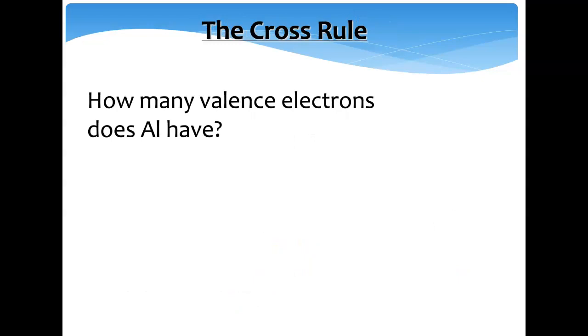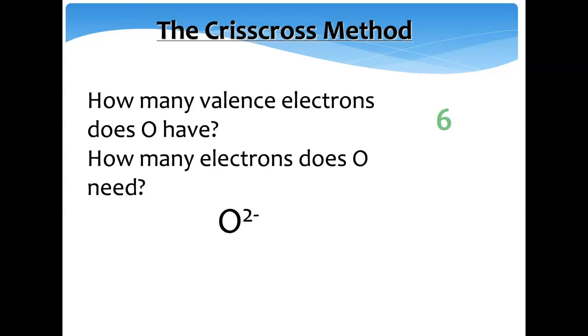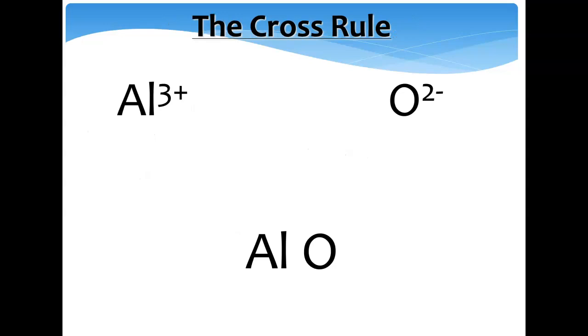All right, let's look at aluminum. How many valence electrons does aluminum have? Hopefully you said 3. And so it's going to give those 3 electrons away, as all metals do, and become a 3+ cation. How about oxygen? Yes, it has 6, so it's going to try to gain 2 and become a 2- anion. And of course, that's why it becomes a 2-, because it needs 2 more electrons. So what would our formula be here?